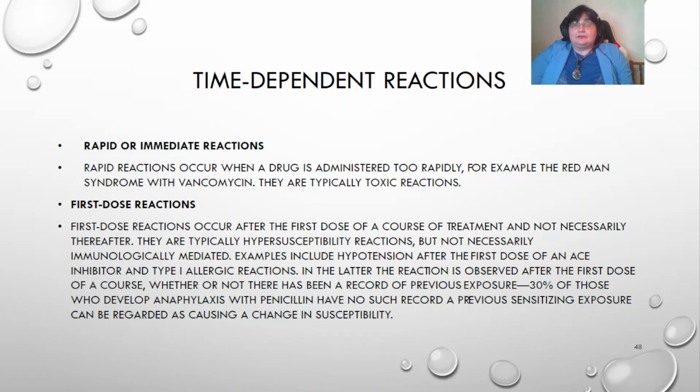Time-dependent reactions. Rapid or immediate reactions occur when a drug is administered too rapidly, for example, the red man syndrome with vancomycin. They are typically toxic reactions. First dose reactions occur after the first dose of a course of treatment and not necessarily thereafter. They are typically hypersusceptibility reactions, but not necessarily immunologically mediated. Examples include hypotension after the first dose of an ACE inhibitor and type 1 allergic reaction.